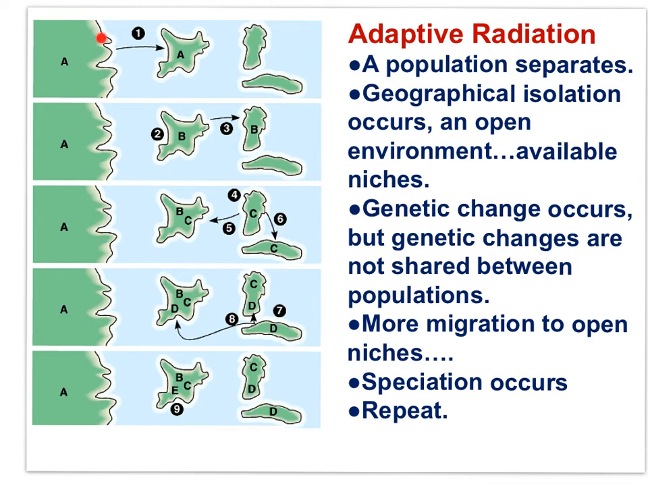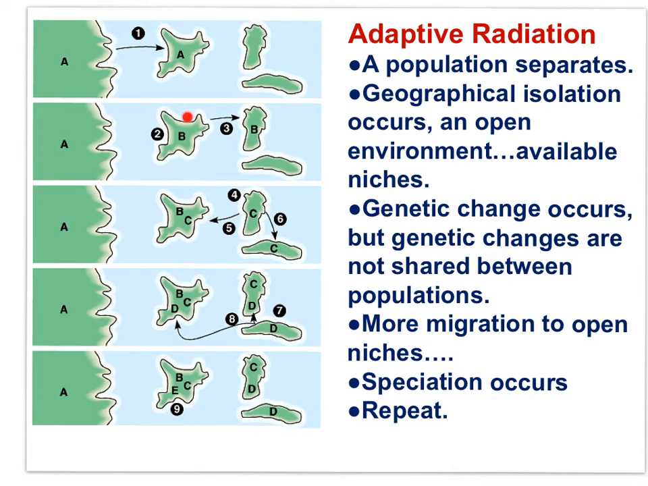Islands off the coast of a mainland, as you can see here, serve to accelerate speciation. The different species of finches on the Galapagos Islands serve as an example of adaptive radiation. An ancestral population arrives to colonize a new location, genetically isolated from the mainland. The new environment is an open environment. There are many available niches.